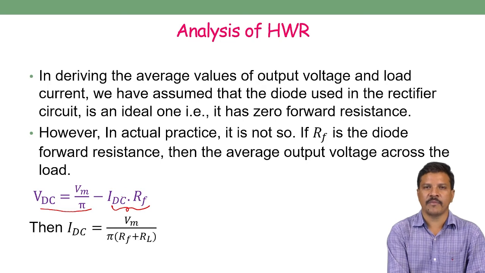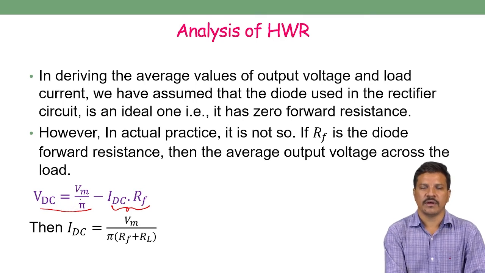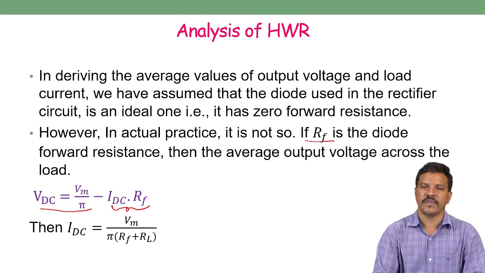This much of drop can be subtracted from the DC voltage available across the load without considering the practical diode resistance. So when we subtract this, it will consider the RF, the diode resistance, in the network.